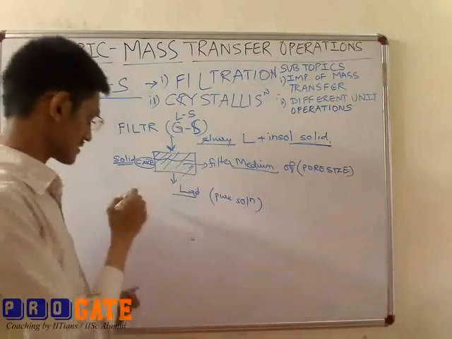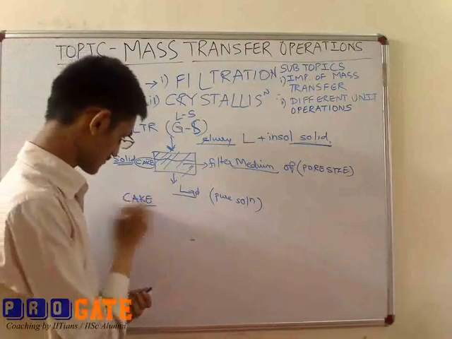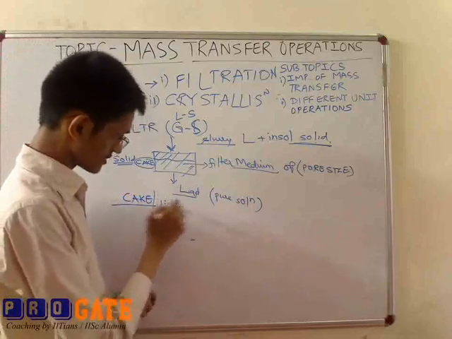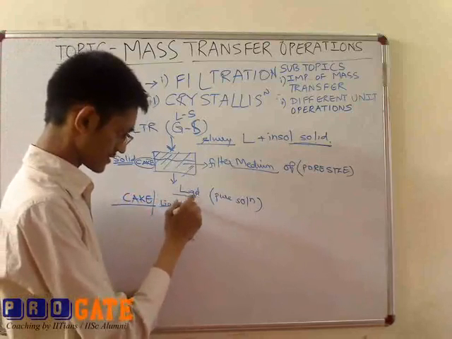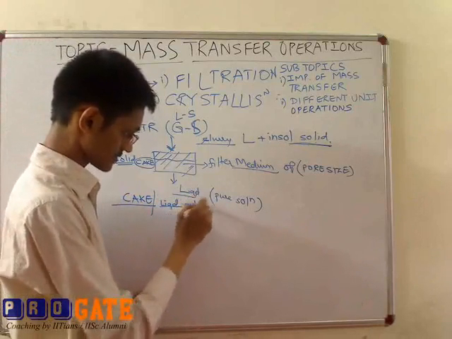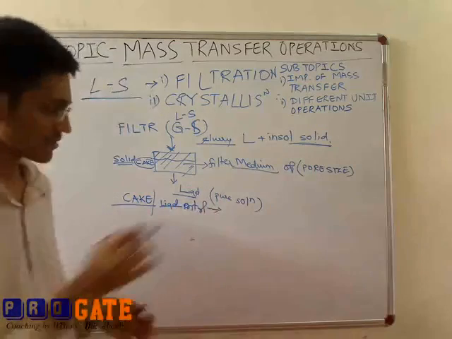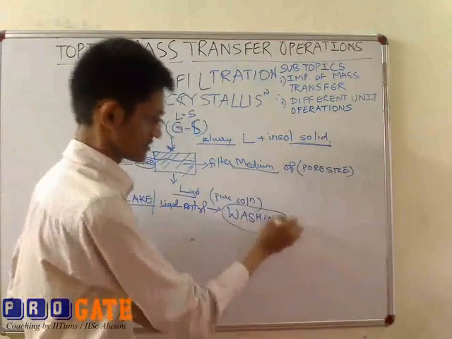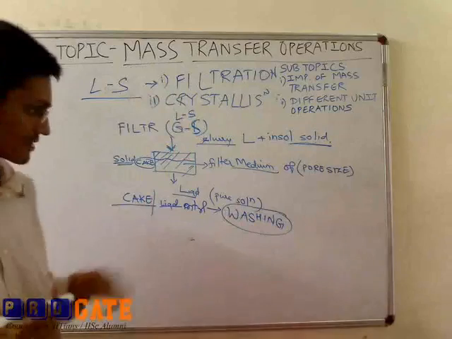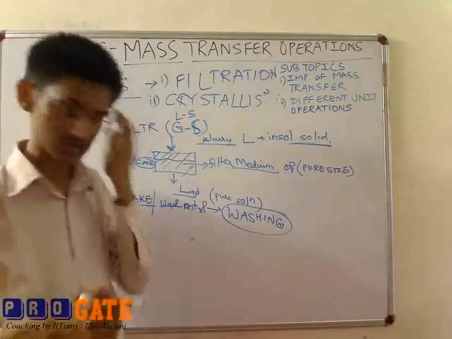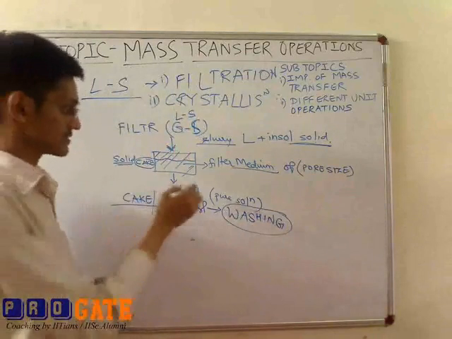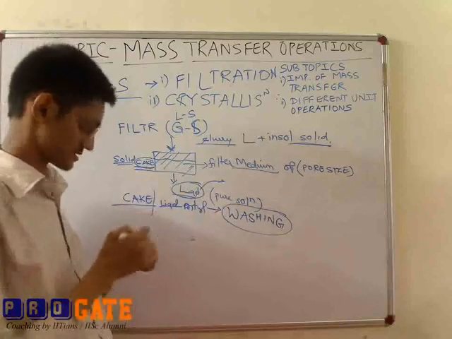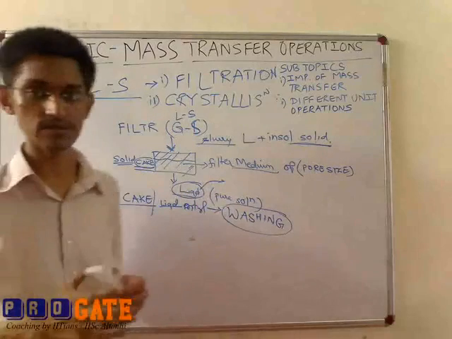Now this cake may be further purified. This cake may be in contact with still some liquid material. So after filtration, a washing operation of the cake is always carried out so that the cake is fully devoid of the liquid material. Depending on the end use, what your main objective is, either to make use of the liquid or the solid, you design the operation.